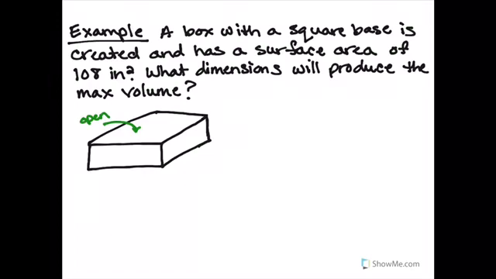So it has a square base, so let's label this and this as x. And then we'll make the height h. So my volume is going to be length times width times height. That's just going to be x squared times h. And that's the equation that we're going to want to maximize. We're going to use the surface area equation to find one of the variables. So our surface area is given to us as 108 inches squared.